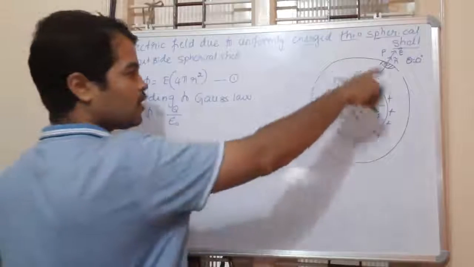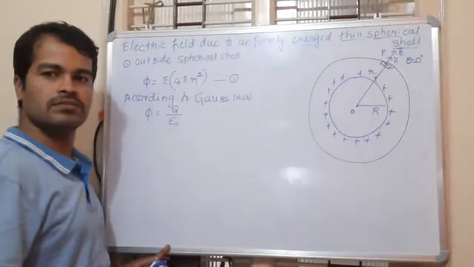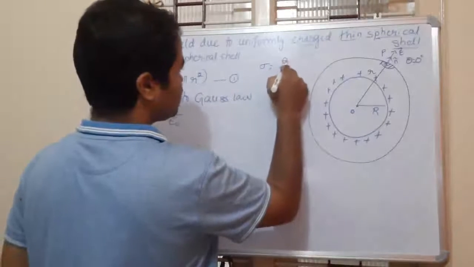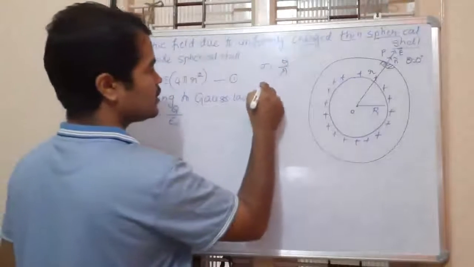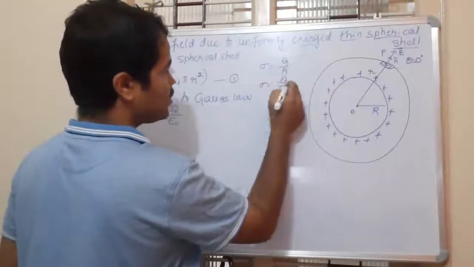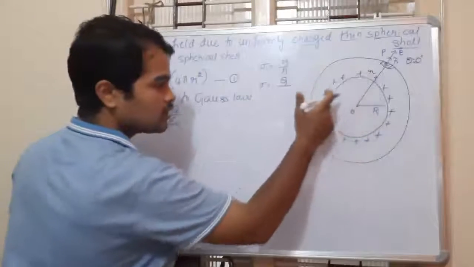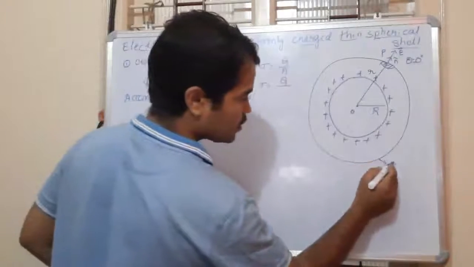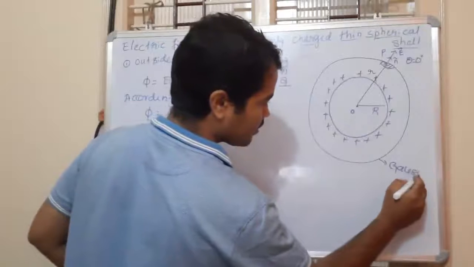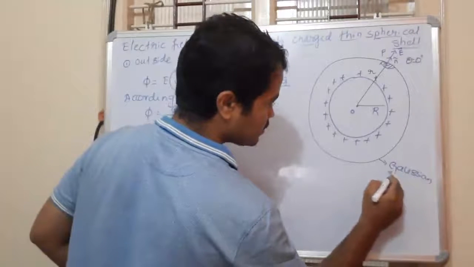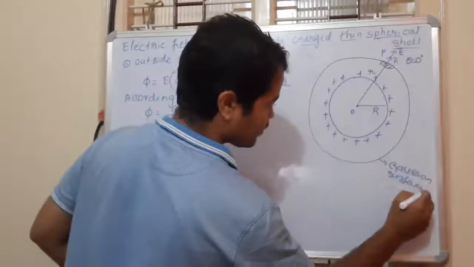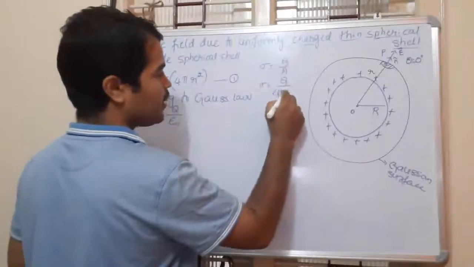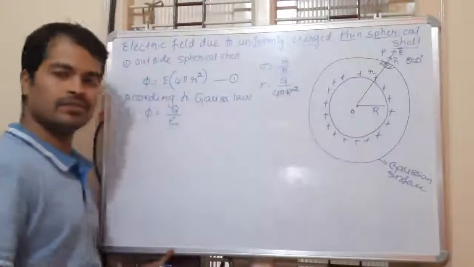Now it is surface charge density. We consider surface charge density, which is charge per unit area. Here sigma equals charge per area. Which area? This spherical shell area, not the Gaussian surface. This is what we call the Gaussian surface. This is the spherical shell. What is the spherical shell area? 4 pi capital R square.